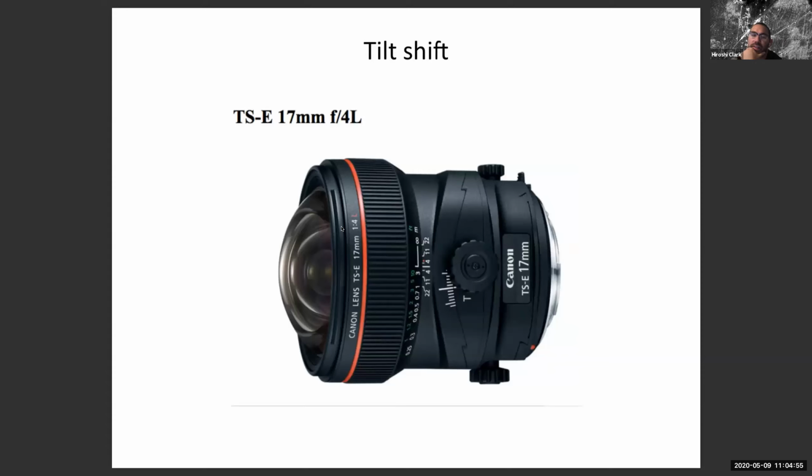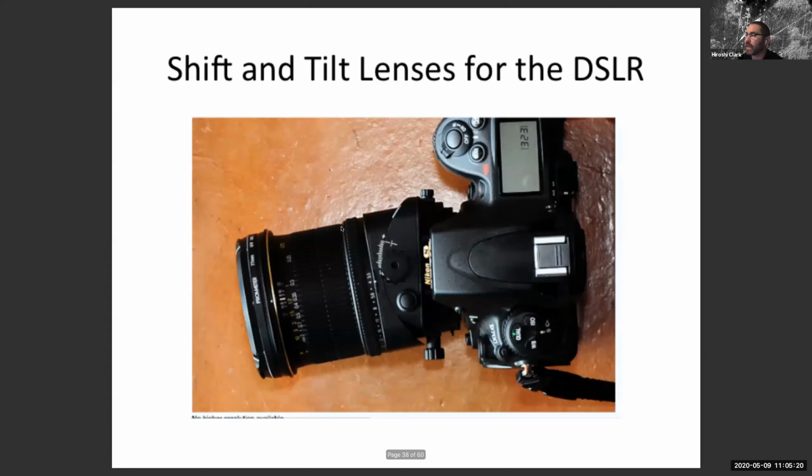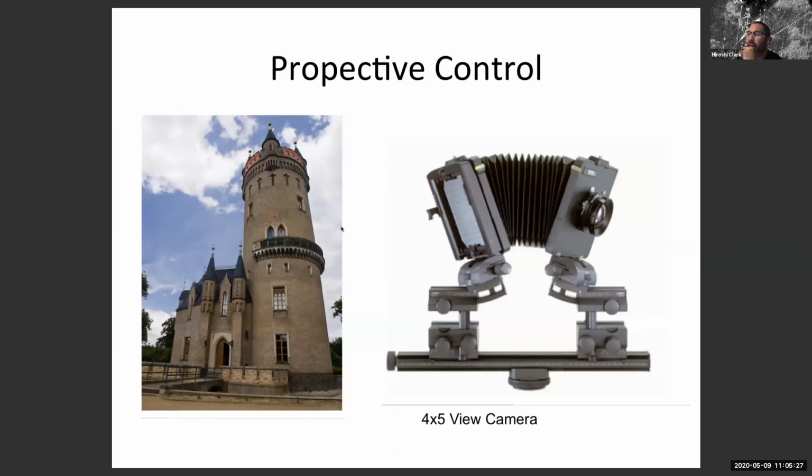Another specialty lens is a tilt shift. Remember when I was talking about that plane of focus? Well, what happens if you tilt it or shift it, and now your plane of focus goes like this? It was moving straight across, but now you've tilted it and shifted it. So it's a great lens for architecture photography. That's what a tilt shift lens will look like for a DSLR, and it controls your perspective.